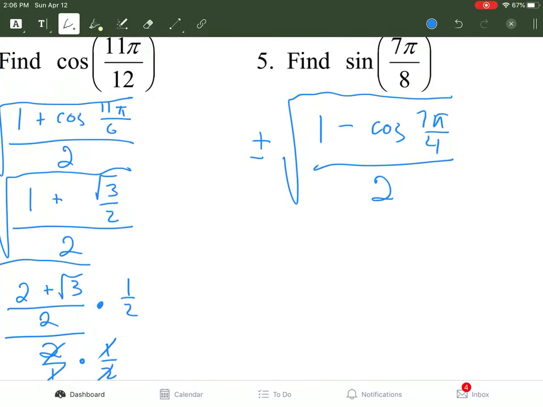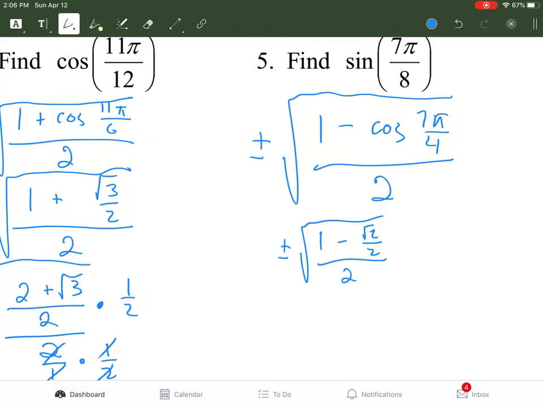Now we look at 7 pi over 4, and what that is for cosine on the unit circle, that is positive root 2 over 2. So we have 1 minus root 2 over 2. Okay, the minus sign, although the cosine of 7 pi over 4 is positive, the formula has a negative, so it's still going to be a negative. Divided by 2, so the plus or minus and the square root on the whole thing. All right, although the number is different this time, it's not square root of 3 over 2, it's square root of 2 over 2, the process is still the same.